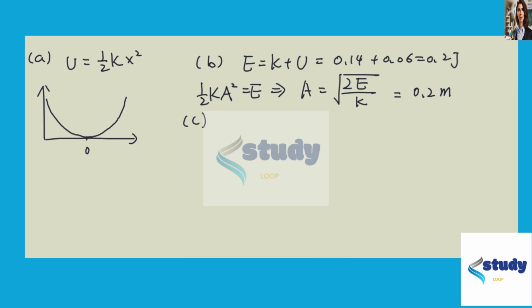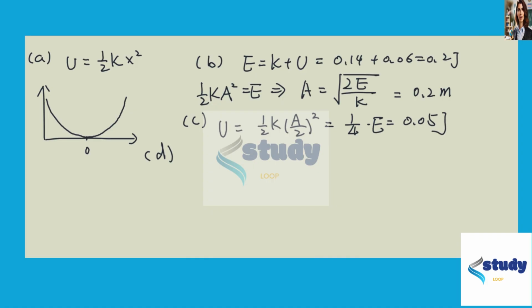For question C, when the potential energy is only half of the amplitude. So U is equal to half k times half of the amplitude squared, which is equal to 1/4 times the total energy. So it's equal to 0.05.